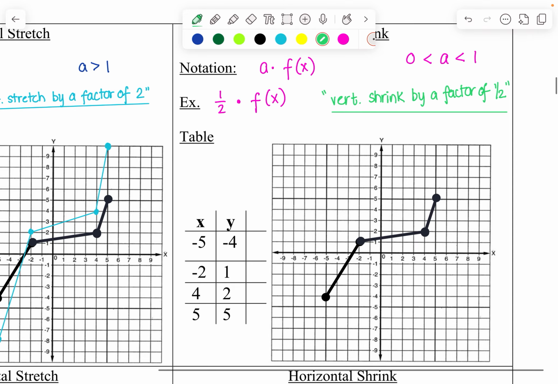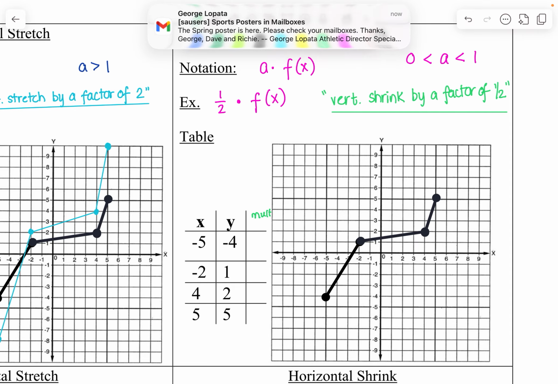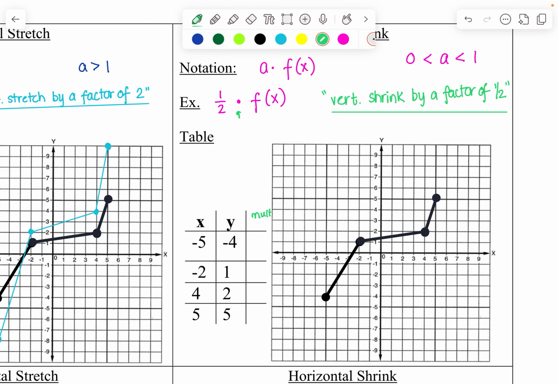Your table, here we go. You are multiplying by 1/2. Remember, this is multiplication. You're multiplying by 1/2. So half of -4 gives me a -2. This is 1/2. This is 1. And then this is 5/2, or you can write 2.5. That works. It helps with your graphing.